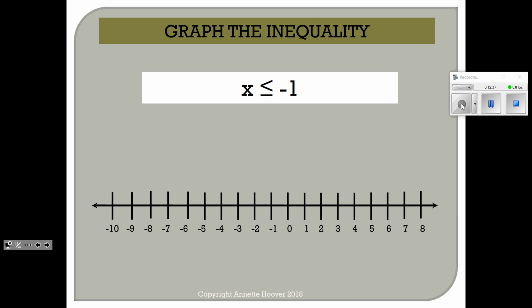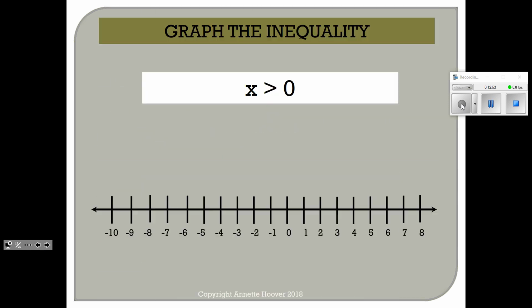X is less than or equal to -1. Because it's equal to, we're going to use a filled in dot on -1, and it goes to the left because it's less than. Same direction as this arrow right here. As long as the variable's on the left, that works. X is greater than 0. Here again, we have the variable on the left. This shows us the direction. It's not equal to, so we use an open circle, and we go to the right.